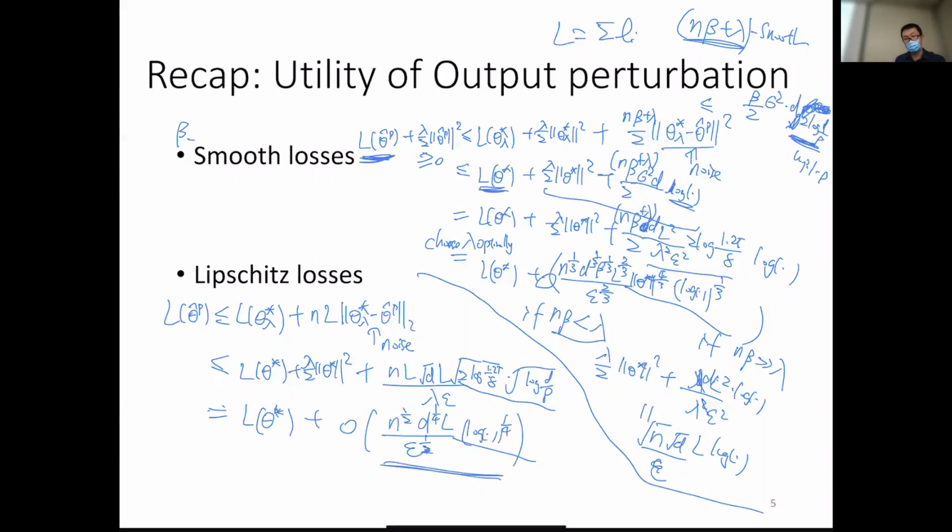So notice that this grows with n, but like I said, there's no big deal because the original loss function is proportional to n. So dividing both sides by a factor of n, you still get something that goes to 0, and therefore the bounds are non-trivial. It's better than just outputting some random theta and then getting perfect privacy.